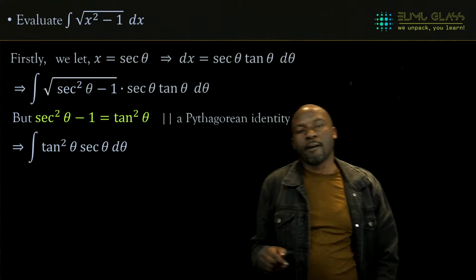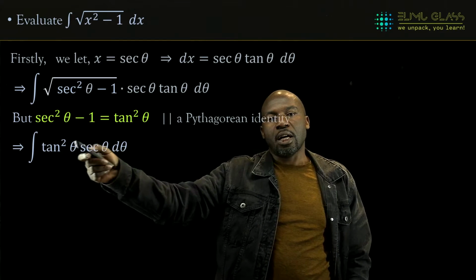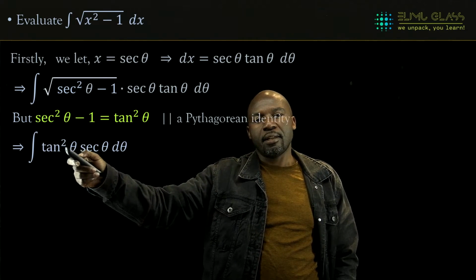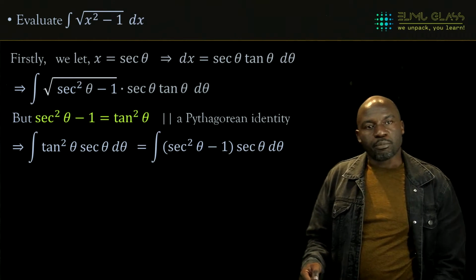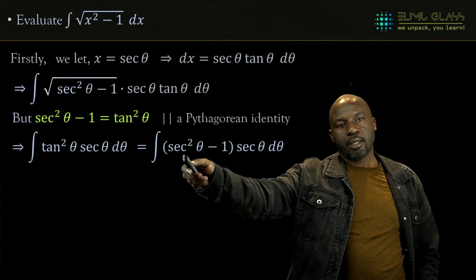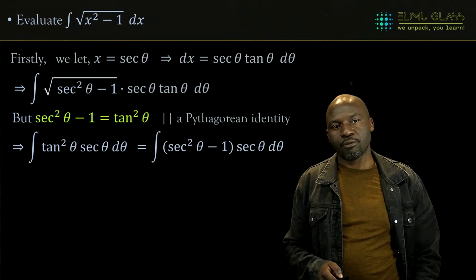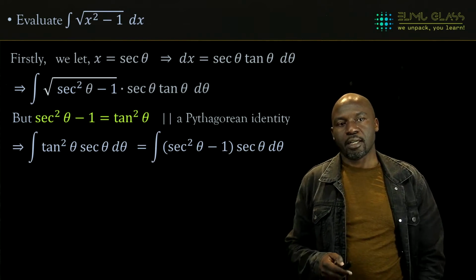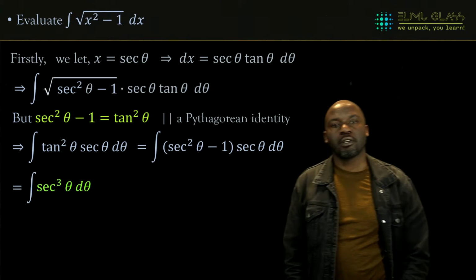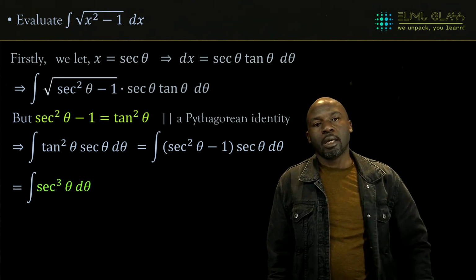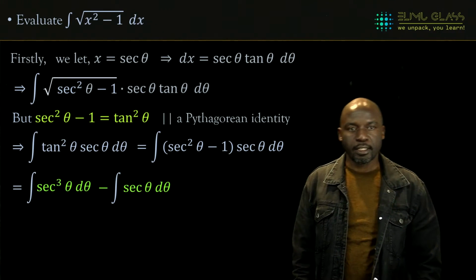And now again, we make use of that same Pythagorean identity. We know that tan squared theta is the same as that. So if I replace it back and open that bracket, secant squared theta multiplied by sec theta is secant cubed of theta minus secant of theta. So if we open that bracket, we end up with the integral of sec cubed of theta d theta minus the integral of sec of theta d theta.